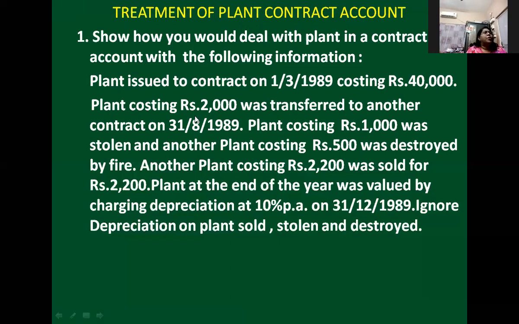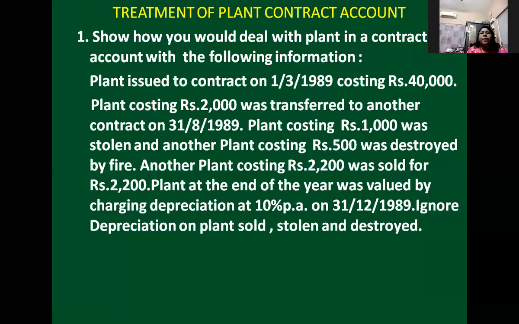Plant costing rupees 2,000 was transferred to another contract on 31 August 1989. So this amount of plant was transferred to another contract, which means this amount of plant is not utilized for this contract. So we need to credit this amount 2,000 on the credit side of the contract account. The next thing is plant costing rupees 1,000 was stolen. So this plant worth rupees 1,000 also we didn't utilize for the purpose of this contract.